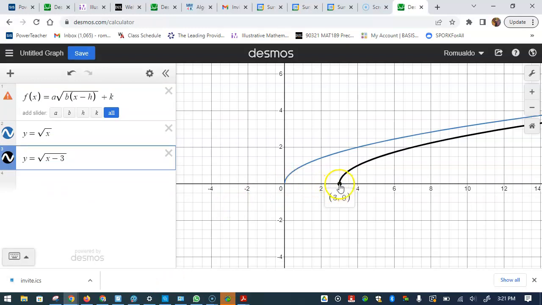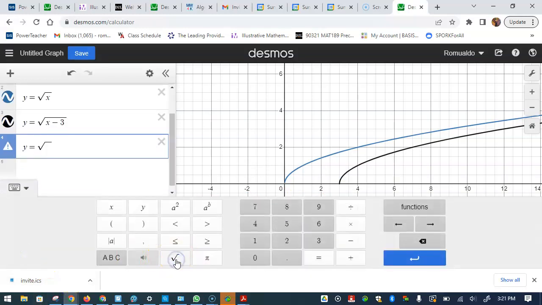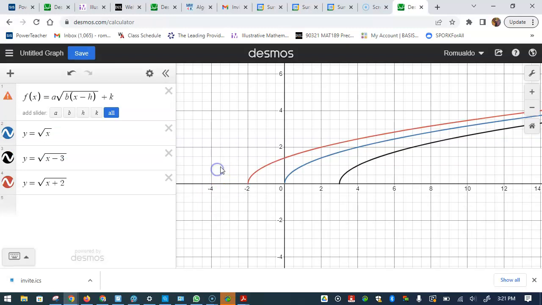How do we know this is really true? This is 3 comma 0, and if you plug in x is 3 here, 3 minus 3 is 0. So that means this point, which was right here at the origin, has shifted 1, 2, 3 places to the right. That's all it is. I can write another one with plus and see how that affects the square root of x. This time I'll put plus 2. And there you go. The graph has shifted 2 units to the left side.